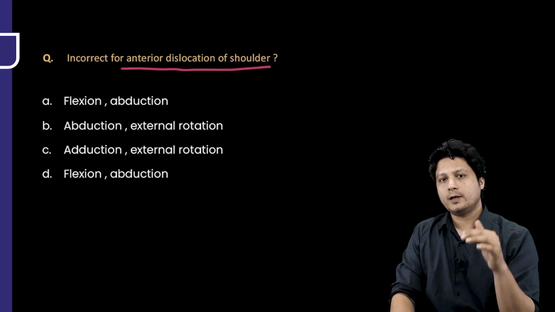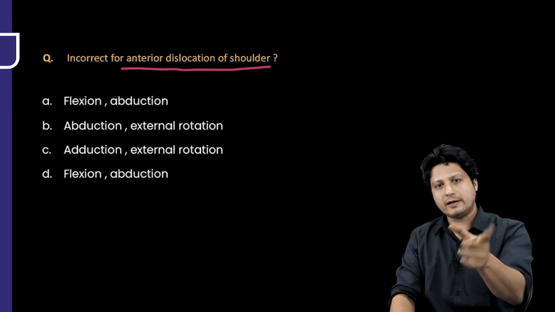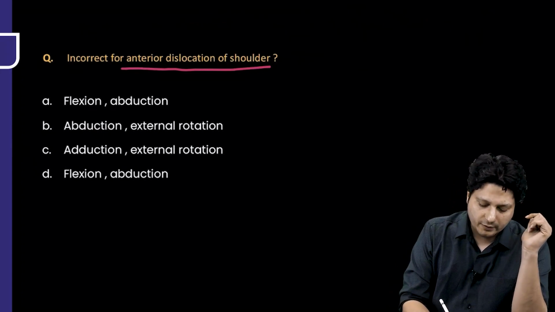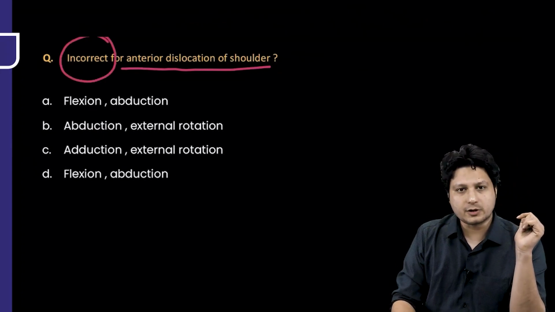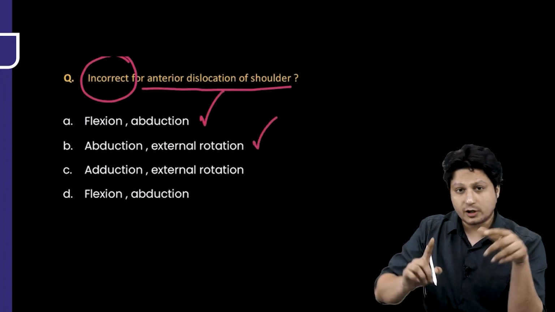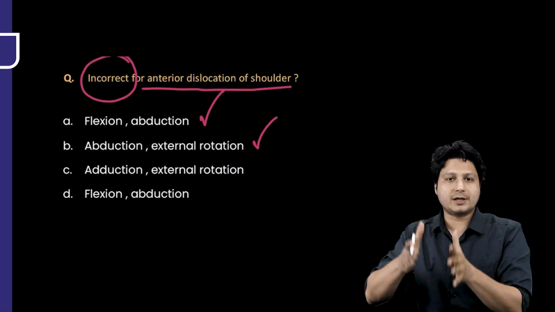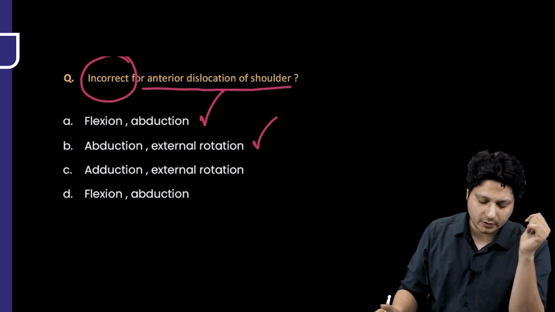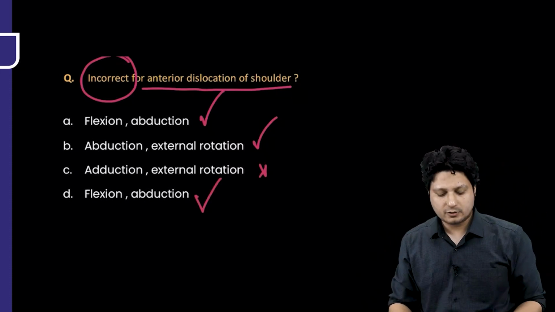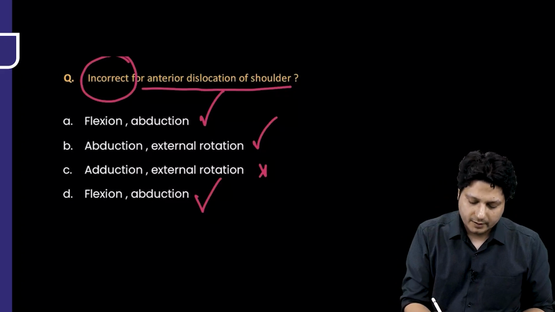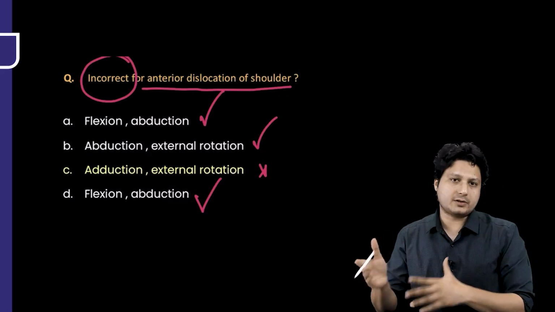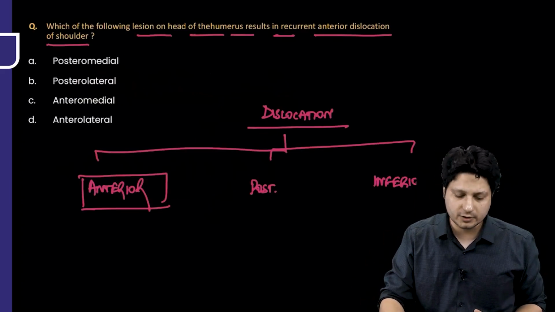All right, and as I told you, the etiology in the form of a hint will always be provided regarding posterior dislocation of the shoulder questions. Next, which of the following is incorrect for anterior dislocation of the shoulder? Flexion or abduction, this is correct. Abduction, external rotation is also correct, because flexion, abduction and external rotation is the attitude for anterior dislocation. Adduction, internal rotation is incorrect. Flexion and abduction is correct. So what is the answer for this question? It is C, that is adduction and external rotation, because it is abduction and external rotation which is the correct answer for this particular question.